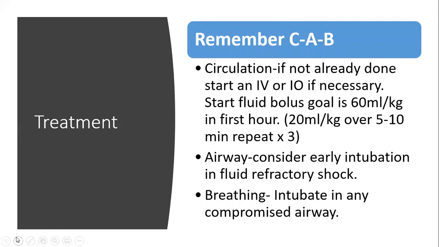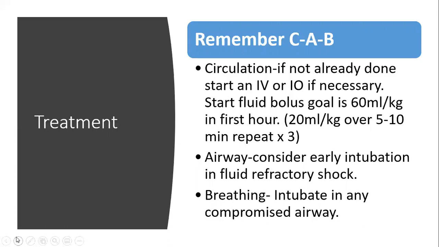Remember your CAB, circulation. If it is not already done, you need to start an IV or get an IO access. If an IV is not necessary, these little kids are going to be vasodilated, leaking fluids. Their veins are not working well, so if you need to go to an IO, do that. Start a fluid bolus. You're going to do 20 mLs per kilo over 5 to 10 minutes and repeat times 3. Your goal is 60 mLs per kilo in the first hour if this kid is not responding.